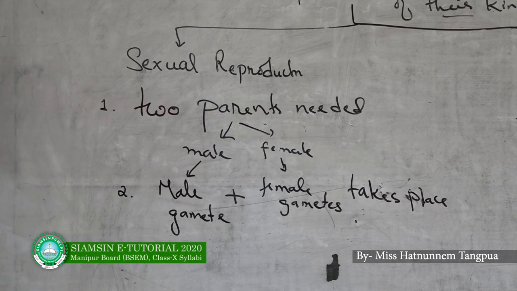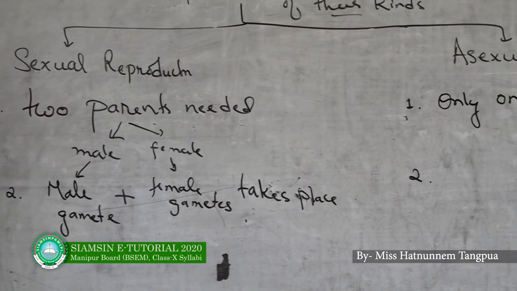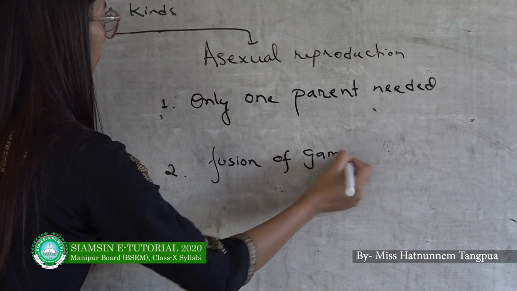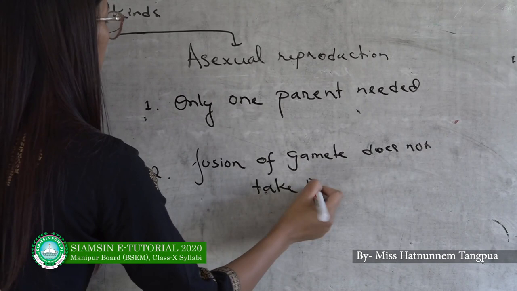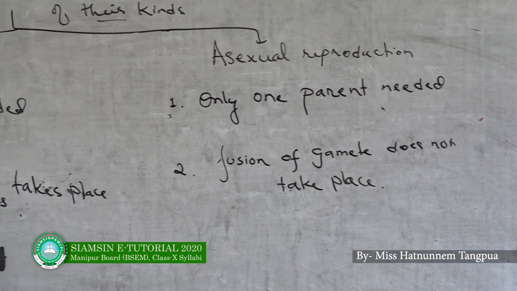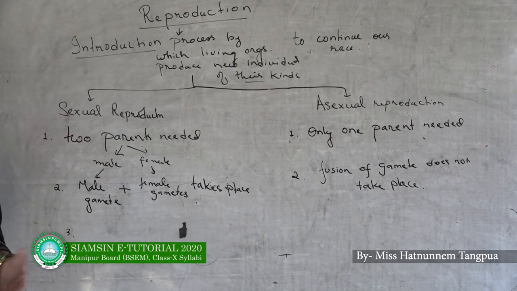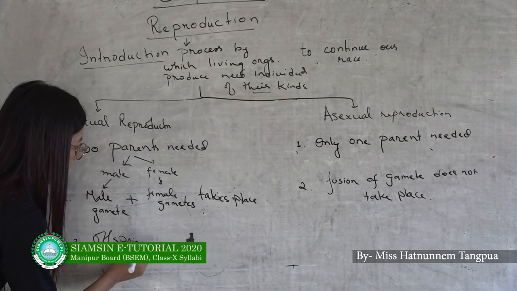In asexual reproduction, since it is only one parent involved, the fusion of gametes does not take place. In sexual reproduction, male gametes and female gametes fuse to form an offspring, a new individual.